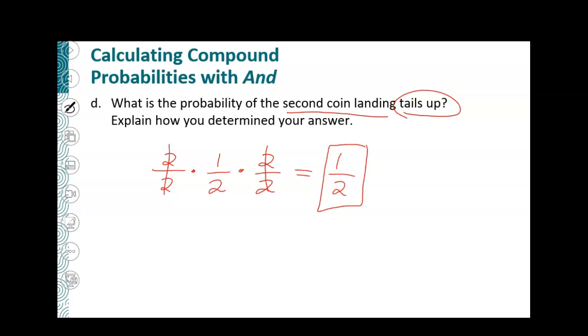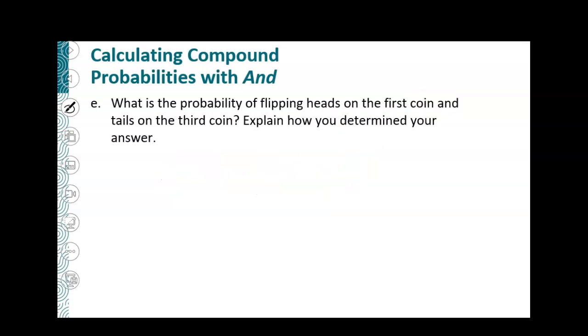Alright, you're going to try the next one. What is the probability of flipping heads on the first coin and tails on the third coin? Good, because what is the condition for the first flip? Getting heads, right? Okay.